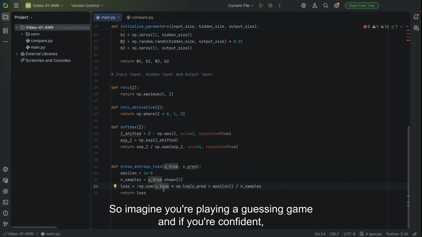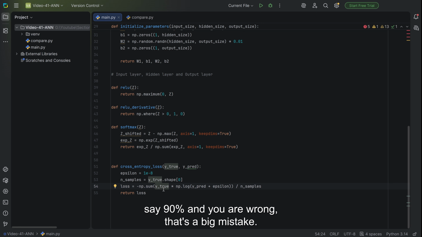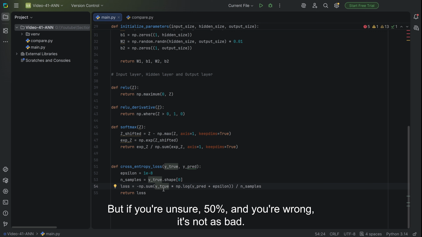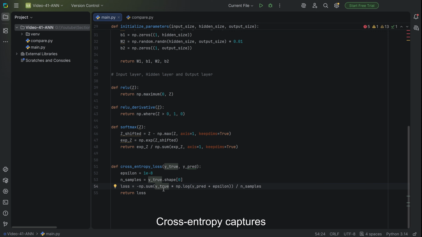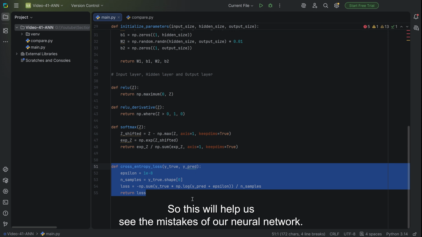So imagine you're playing a guessing game, and if you're confident, say 90%, and you're wrong, that's a big mistake. But if you're unsure, 50%, and you're wrong, it's not as bad. Cross-entropy captures exactly this in perfect harmony. So this will help us see the mistakes of our neural network.